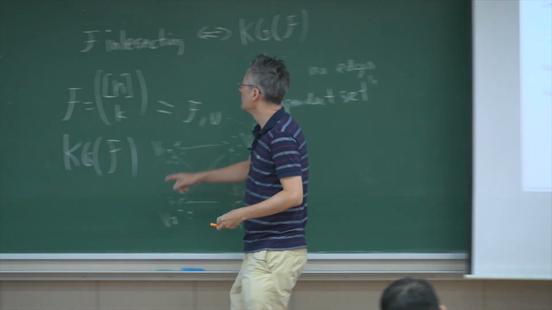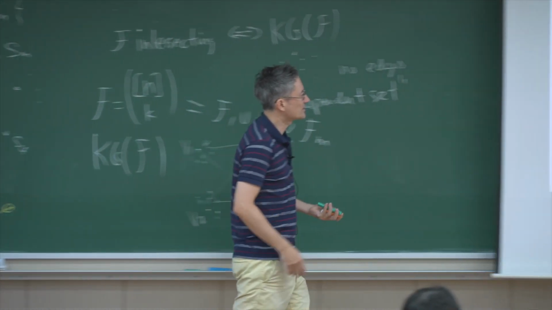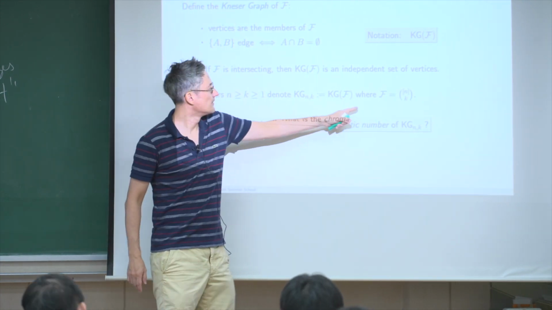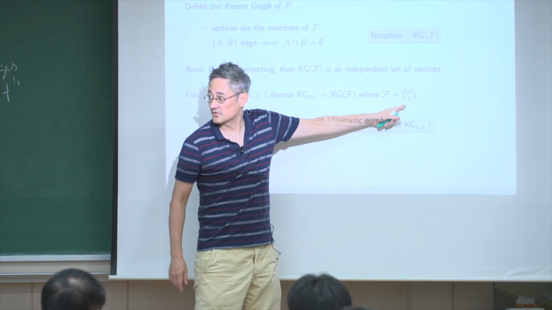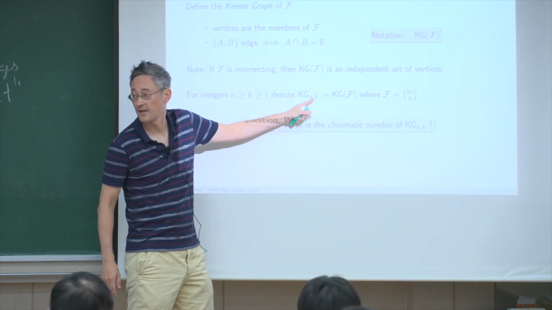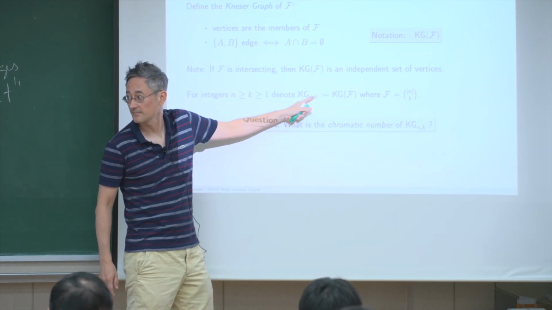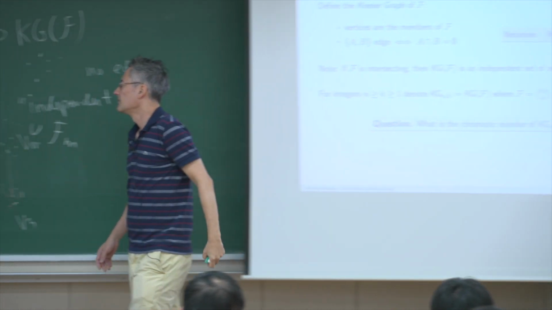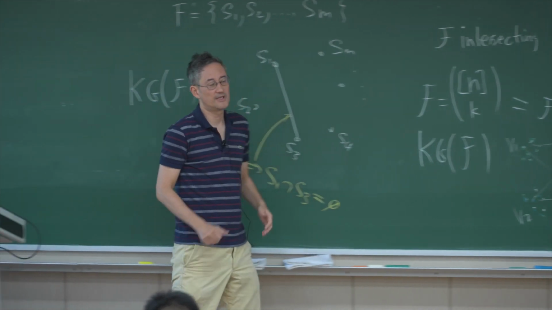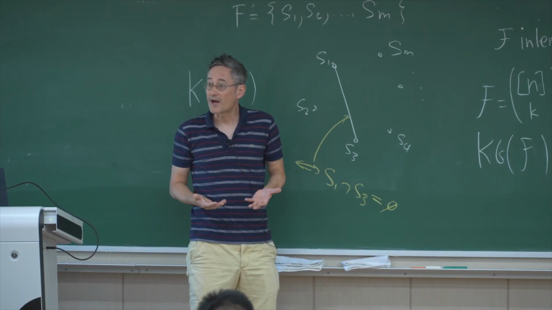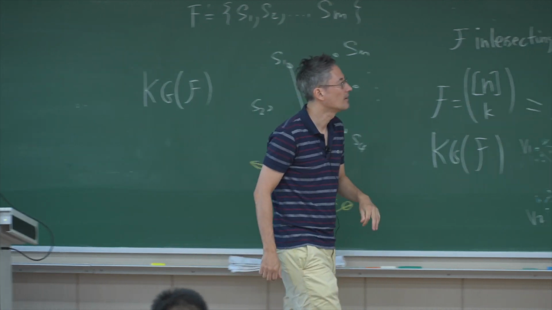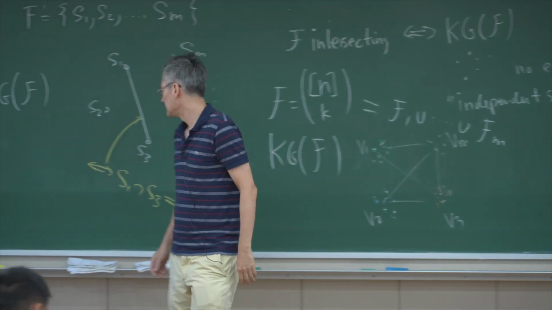Okay, and let me just point to it here. When F is this family of all k-tuples of n, we denote that Kneser graph simply by KG(n,k). All right? And so that's how you reformulate the Kneser conjecture into a graph theory question and a graph coloring question. All right? Is it clear? Okay.